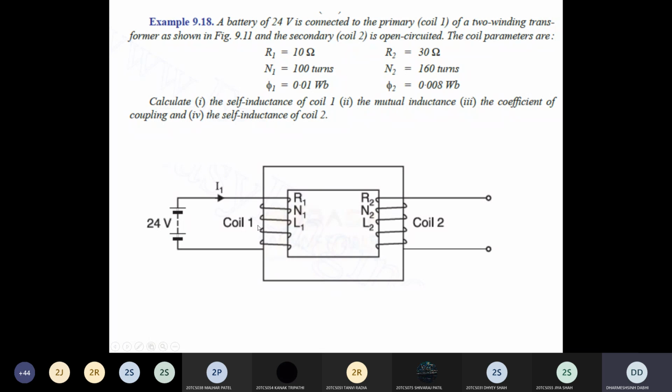R1, that is the resistance of coil 1, 10 ohm. N1, number of turns of coil number 1, 100 turns. And phi1, it means flux linked with coil 1, is given 0.01 Weber. In the same way, coil 2 parameters are given: R2, N2 and phi2. Calculate self inductance of coil number 1, mutual inductance and coefficient of coupling. And the fourth one, self inductance of coil number 2.